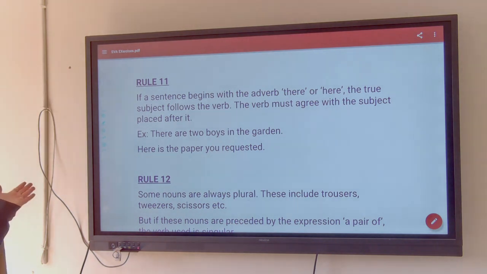Here, depending on the situation, we're using "here is the paper." We're talking about a single paper, so it's a singular subject, and here we're using is, which is a singular verb. So it all depends on the subject, which is placed just after the adverb.